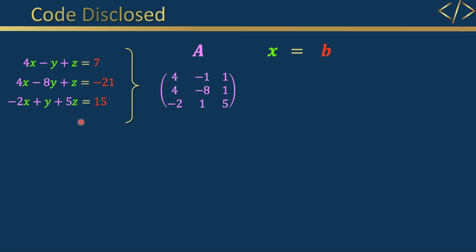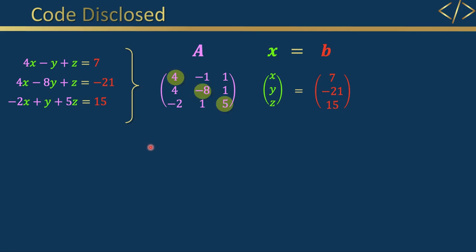So for A, which is the coefficient matrix, for the first equation, I have 4, minus 1, and plus 1 for x, y, and z. And for the second equation, I have 4, minus 8, and 1. And for the last one, I have minus 2, 1, and 5. These are the coefficients of the unknowns. X is the unknowns vector, x, y, and z, and b is the right-hand side.